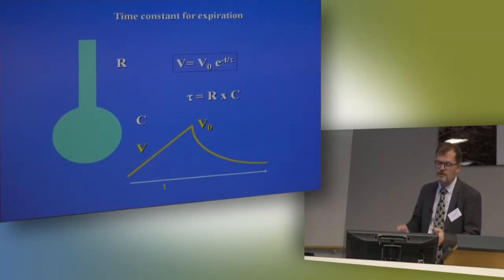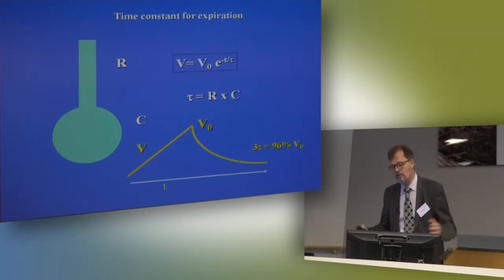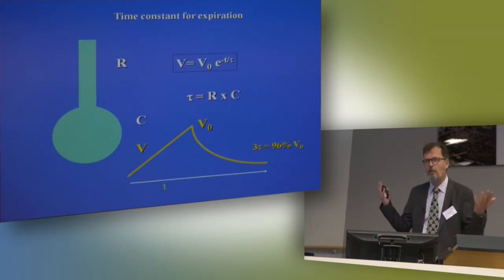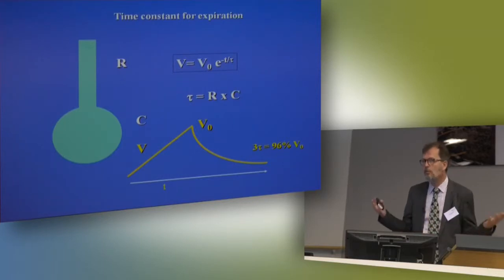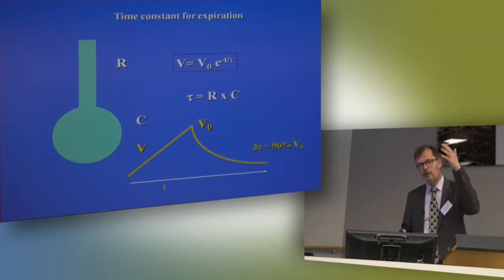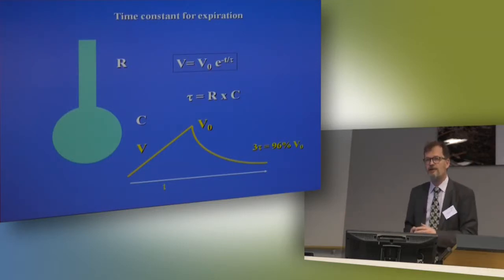And in such a system, we know that you need at least 3 time constants to expire almost 100% of the initial volume. So if you think of a normal resistance of 10 centimeters of water per liter per second, a normal compliance of 0.1 liter per centimeter of water, the time constant is 1 second, and you need 3 seconds for complete expiration. So if resistance is higher, compliance is higher, you need much longer expiratory time.